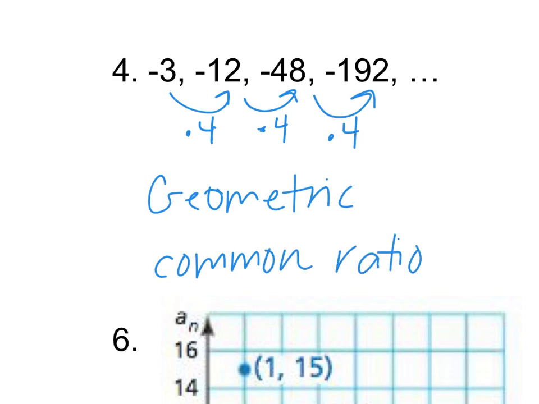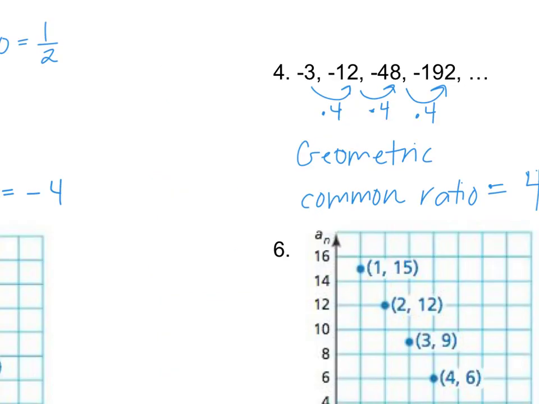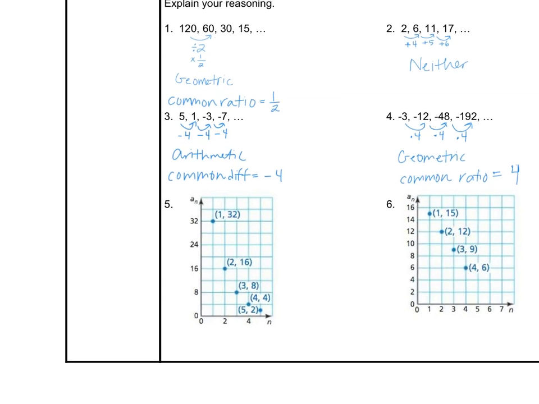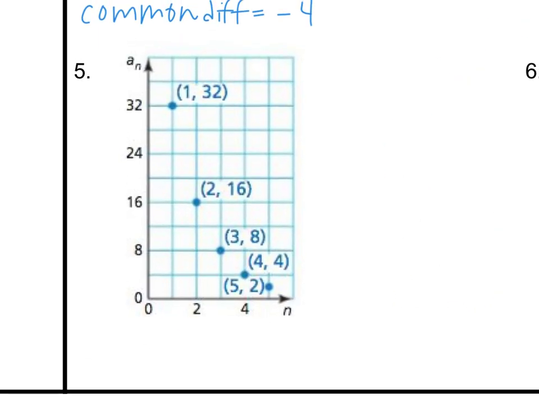Looking at the graphs, you can look at how it's shaped. If it's linear shaped, then it's going to be arithmetic. If it's exponential, it should be geometric. So the first one, if you look at it, it does have kind of a curved shape.